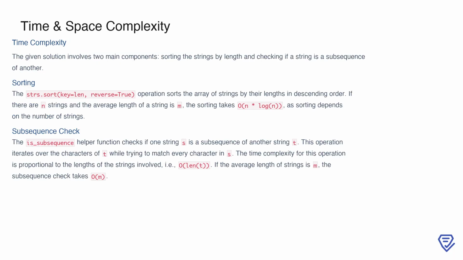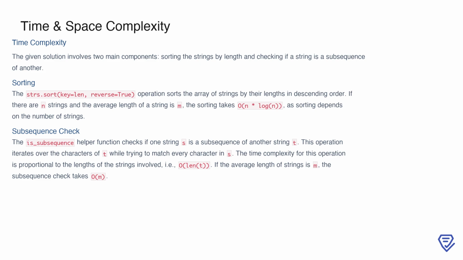To analyze the time complexity of our solution, we start with its two main components: sorting the strings by length and checking if one string is a subsequence of another. First, the sorting operation arranges the strings in descending order of their lengths. With n strings and an average length of m, this sorting step takes O(n log n), as sorting depends on the number of strings rather than their lengths.